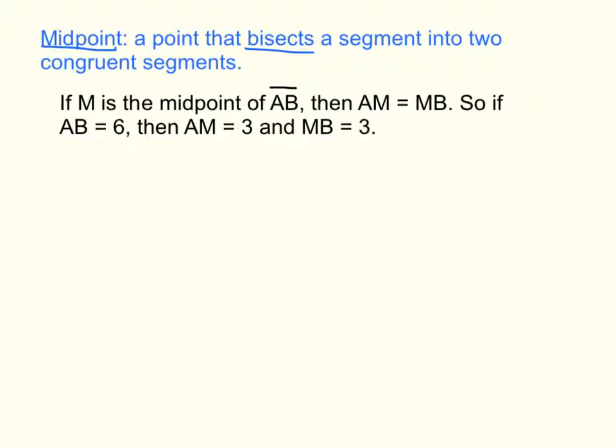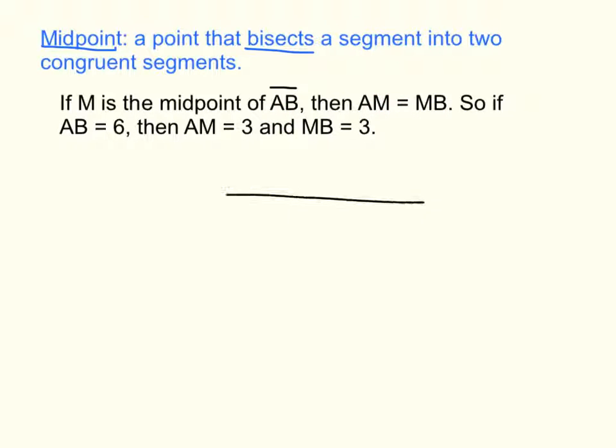So as an example, if M is the midpoint of segment AB, now, before we go on, notice what we did here. We're talking about a segment. M is the midpoint of a segment. If you didn't have that here, then you're talking about distance. So if M is the midpoint of this segment AB, then AM is equal to MB.